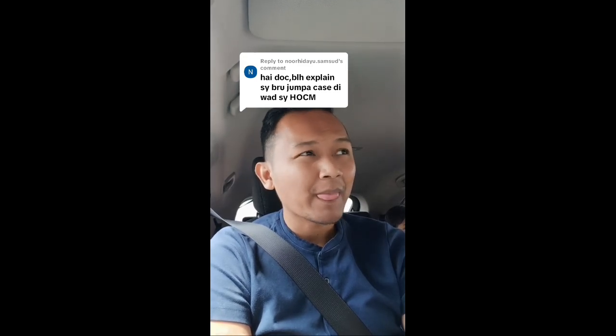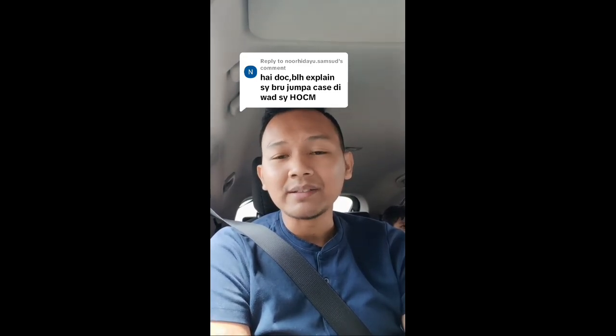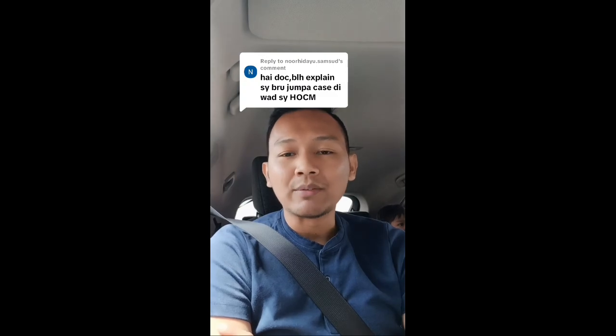Basically the heart chambers become dilated. The reasons can be infection, most of the time a virus. Common viruses like CMV, cytomegalovirus, EBV, Epstein-Barr virus, parvovirus B19. Can also be COVID as well. All these things can cause myocarditis.